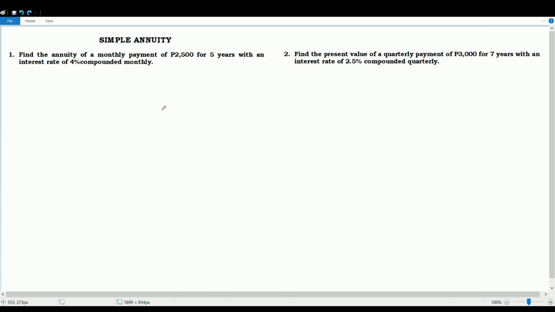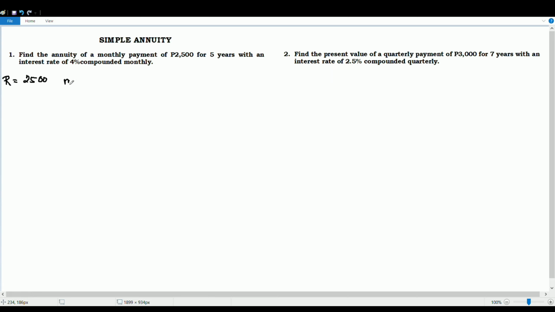Let's proceed with our example. Example number 1: find the annuity of a monthly payment of 2,500 pesos for 5 years with an interest rate of 4% compounded monthly. Now, let's first identify the variables of this item. The first variable is 2,500 pesos, which is the regular payment.